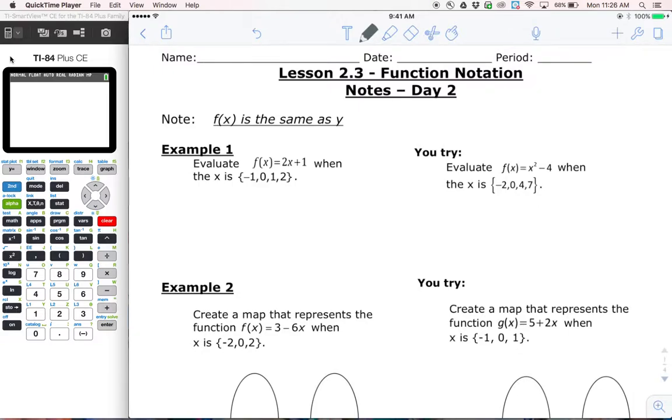Function notation notes, day 2. All right, first, let's not forget that when we talk about f of x, we're really talking about y, right? It's your output. Let's look at example 1 here.